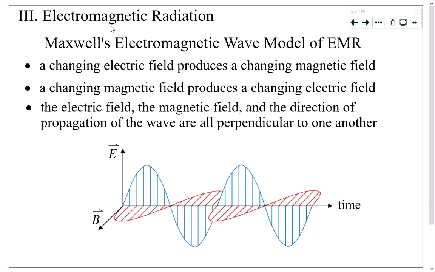And we visualize this wave. This is just a snapshot of the wave. We visualize it at some point in time as looking like this. So the electric field is the blue part of the electromagnetic wave, and it's oriented vertically. The magnetic field is the red part on this diagram, and it's oriented horizontally, and the wave is traveling to the right. So those three directions, vertical, horizontal, and to the right, are all perpendicular to one another.